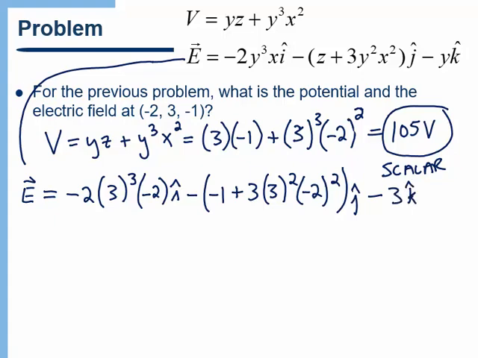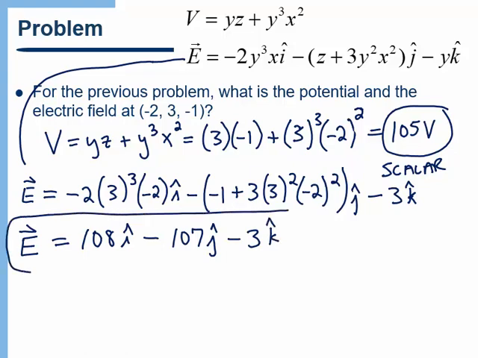Now, I'll tell you what is a common mistake students make on the exam. They often just forget about the i's, j's, and k's or drop them. Don't do that. Remember, E is a vector. That means that if we're leaving it in vector form, it's either got to be a magnitude and a direction or the components with i's, j's, and k's. So what I ended up with for my answer was 108i minus 107j minus 3k. So that's my answer.